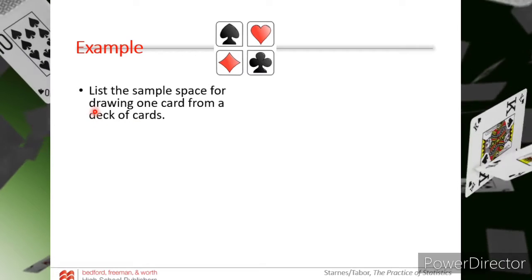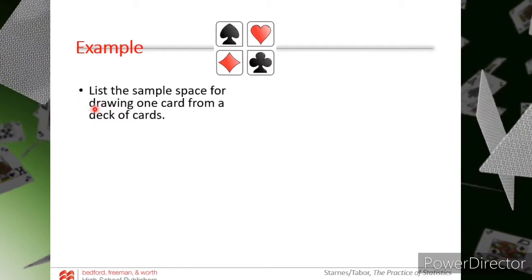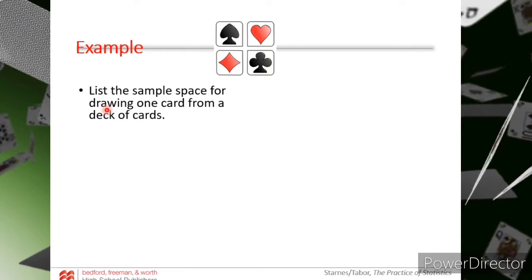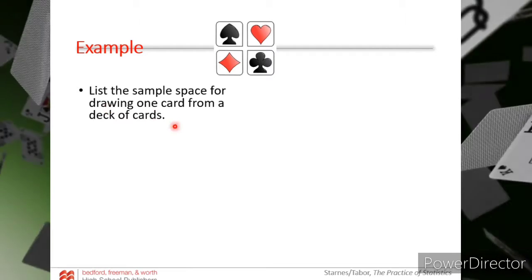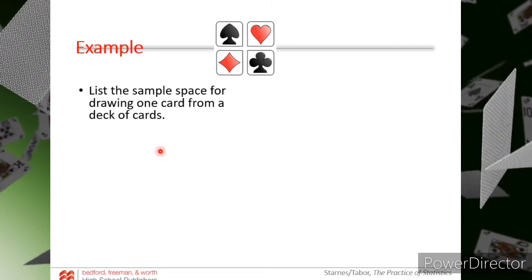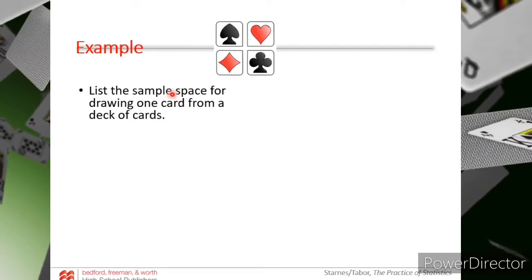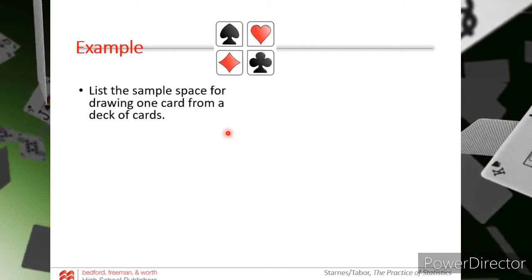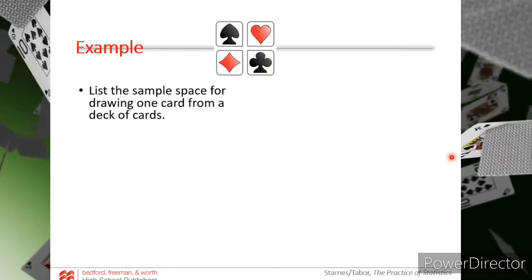So, example here is list the sample space for drawing one card from a deck of cards. When you say drawing, ang drawing dito hindi yung pagguguhit ha. Ang drawing ay yung pagkuha, pagdraw, pagbunot ng one card from a deck of cards. So, ano kaya ang posibleng mabunot mo? Ang sabi natin dito, ilagay lahat muna ang posible na makukuha mo sa deck of cards.